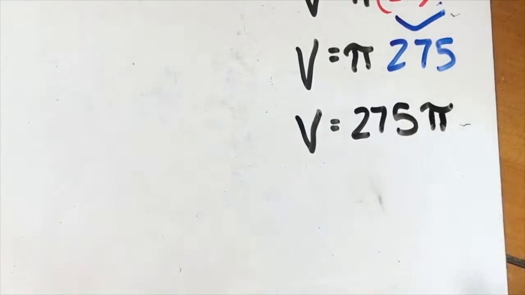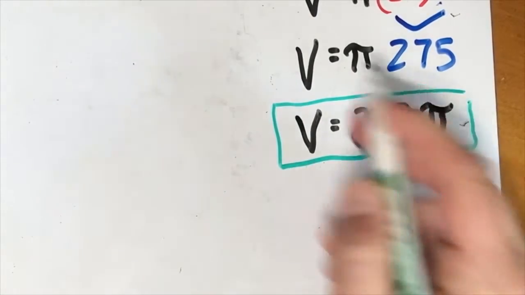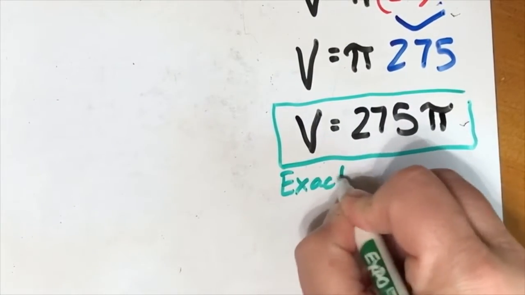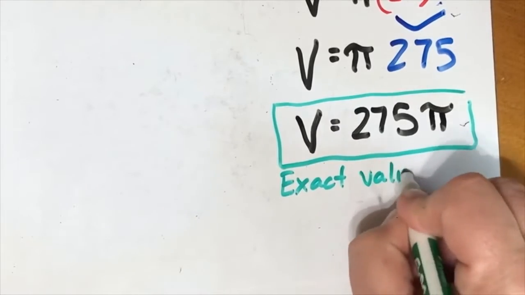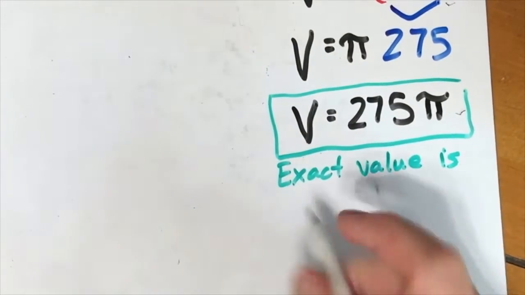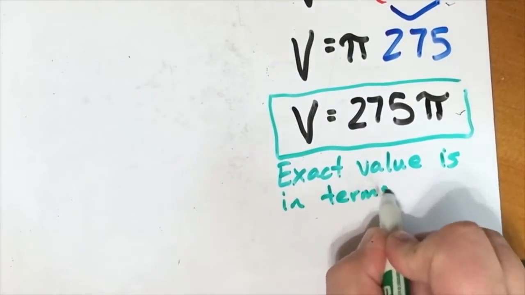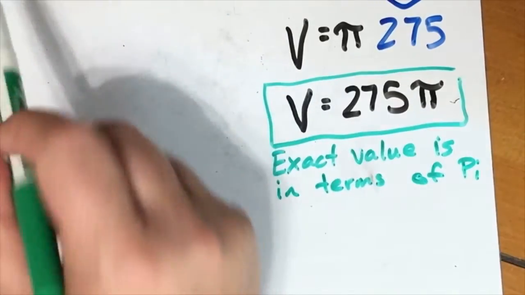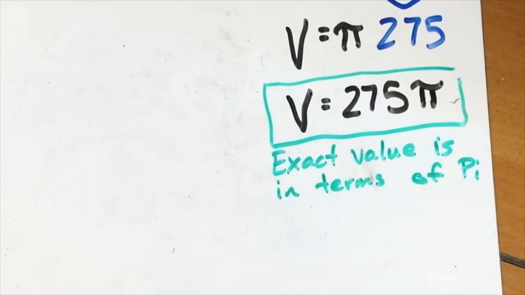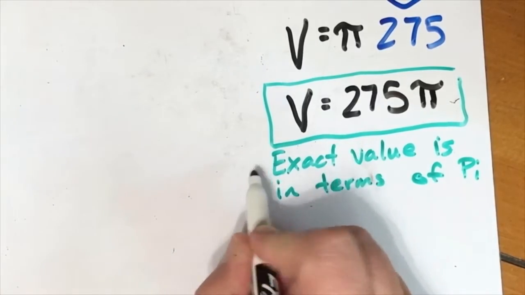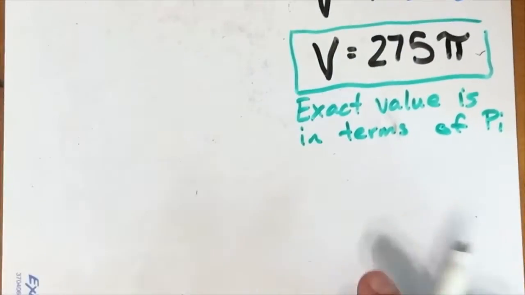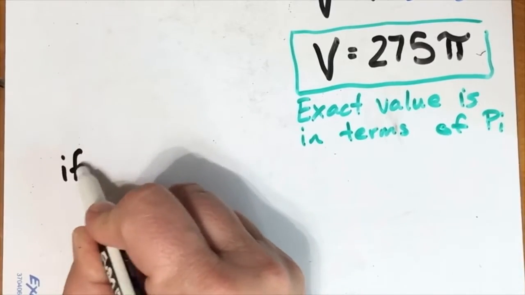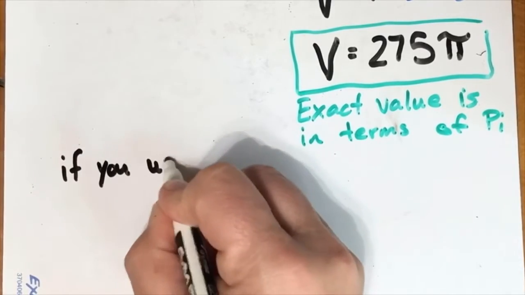Well, in our directions, if you read the directions, it says find the exact volume of the cylinder. Well, guess what? This is the exact volume right here. So exact volume, when it's exact, it's in terms of pi. And we can see that if we multiply this out. So if you did instead, it's okay, right? Don't go back and change all your answers. It's no big deal. But I just want you to pay attention.